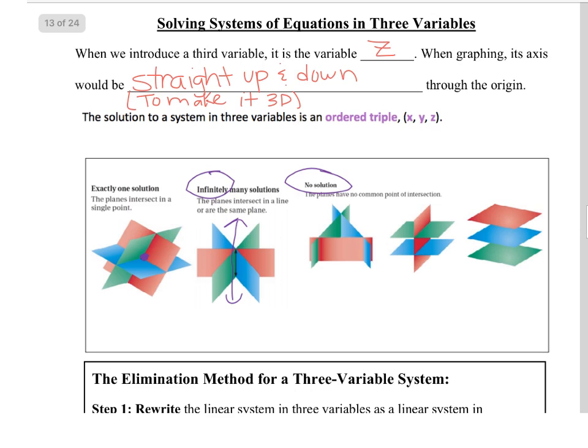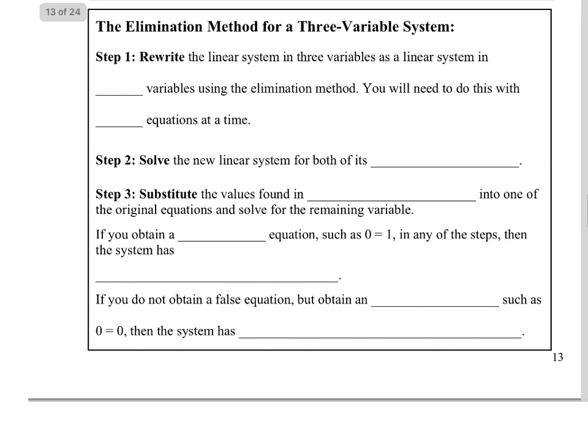So here we have where the three are intersecting in a line, or they could not intersect at all. Two of them could, but then no place to all three, as you see here, or they could all be parallel planes.